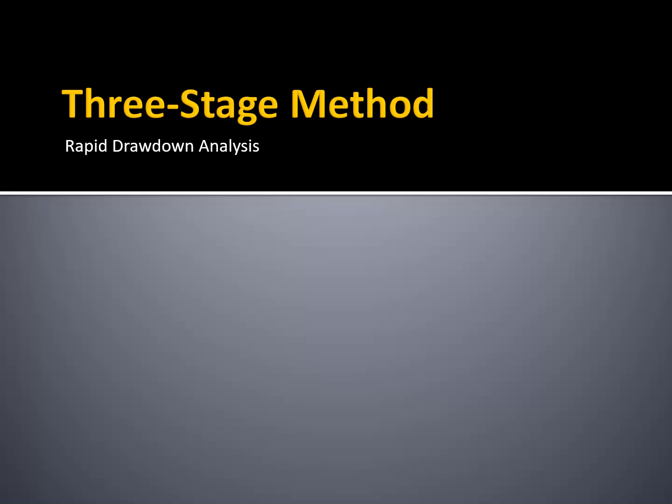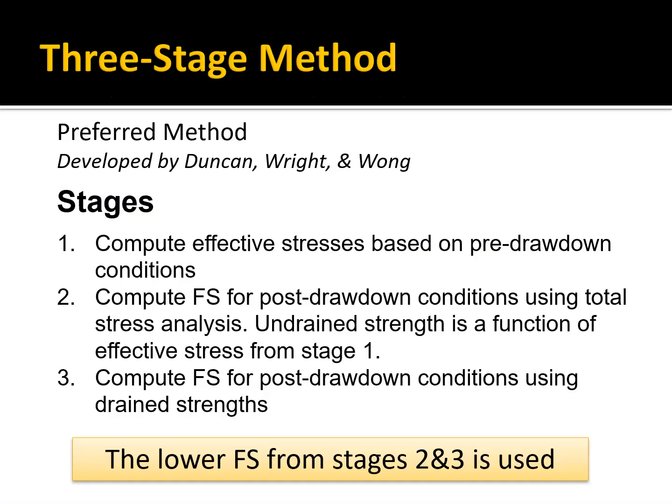Okay, now that we've set the definition for what rapid drawdown is, let's look closely at how we would go about analyzing that. This technique is often called a multi-stage analysis, or in some cases it's called a three-stage method. For many years there was what was called a two-stage method, and then Duncan, Wright, and Wong published an article and developed what they call a three-stage method, and it seems to be the preferred or standard method now. So what are the three stages?